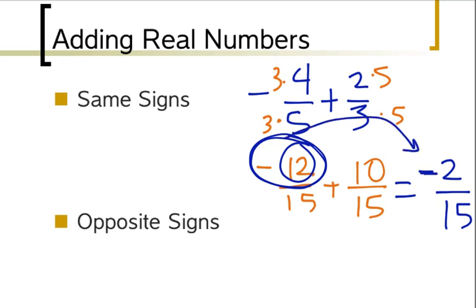Now when I say larger value, I mean larger absolute value. 12 is bigger than 10 if you weren't worried about the sign. I know technically 10 should be larger than 12, because 12 is negative, but we're talking about the value there. Okay, so that's how you add real numbers.